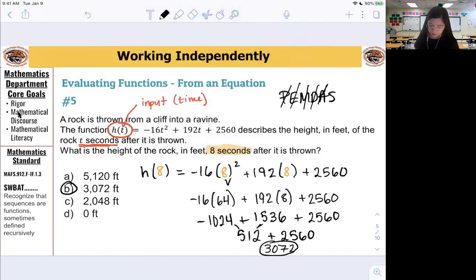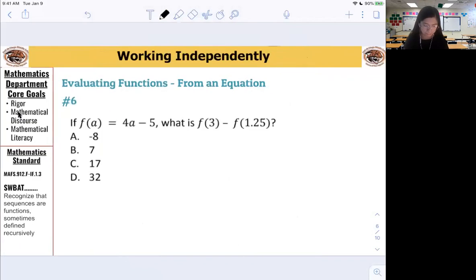So that's number 5. Let's go ahead and go to number 6 now. Number 6 is similar, but now we have to do 2 different steps. Number 6 gives us a function, so f of a equals 4a minus 5. And then it wants us to know what is f of 3 minus f of 1.25. So this is saying I need to first find f of 3, then I need to find f of 1.25, then I'm going to subtract those 2 answers.